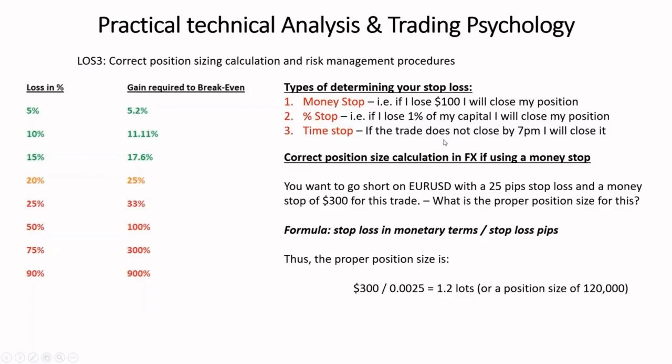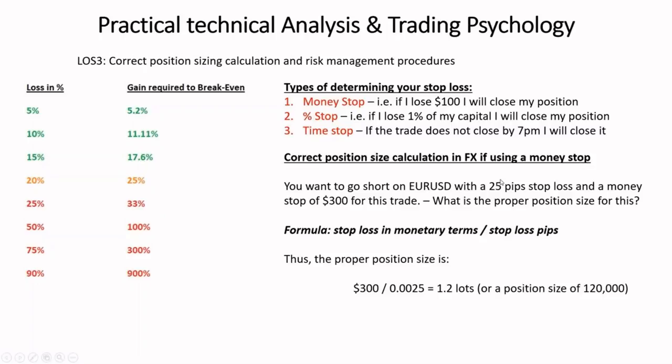How do you determine now the correct position size in Forex using a money stop? For example, you want to go short on euro-dollar with a 25 pips stop loss and a money stop of $300 for this trade. So in other words, your stop loss was predetermined at 25 pips and you don't want to lose more than $300 on this trade. What is the formula for that? To find the exact position size to fulfill the criteria of 25 pips and $300 money stop.